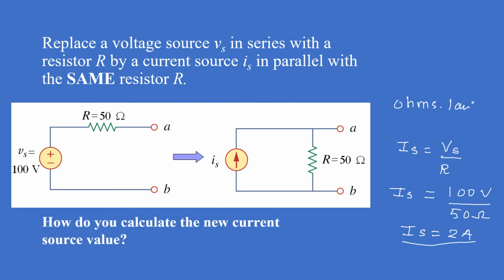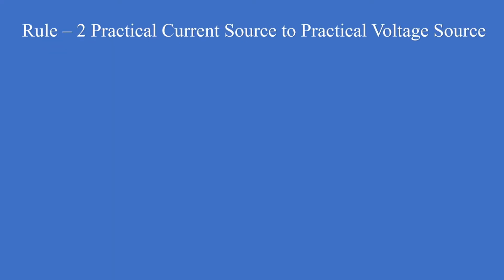Now similarly, we have the second rule. The second rule is just the vice versa of the first rule, which is converting a practical current source into a practical voltage source. So we will first draw the practical current source. The practical current source is like this.